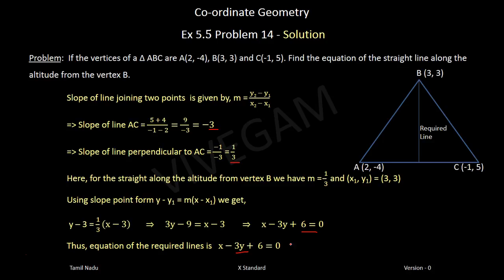Got it? So let me repeat. All you need to do is find the slope of the line AC, from which you can find the slope of the altitude, which is the negative reciprocal of the slope of AC. Then, once you have the slope and already have one point, use the slope point form and get the equation of the straight line. I hope I made this problem clear for you.